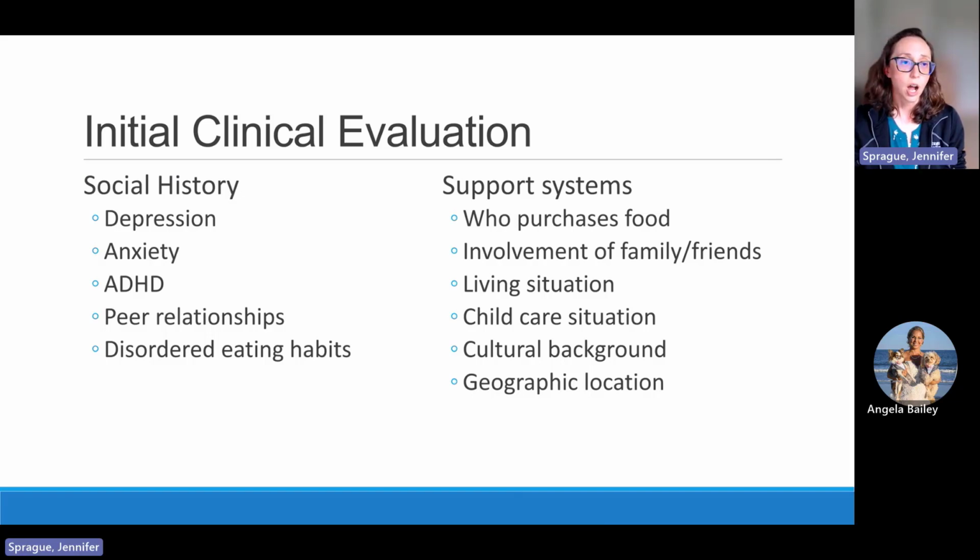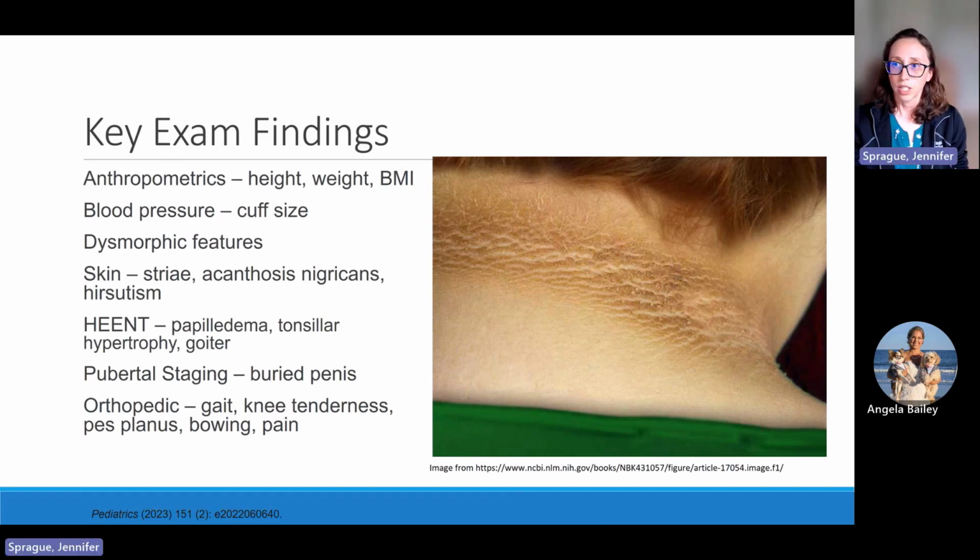So it's pretty common we'll encounter kids whose parents feel like they're doing everything, but they're reliant on the grandparents for childcare, and grandparents and parents are not on the same page as to how and what to feed the kids. Cultural background's relevant, and geographic location as well. On physical exam, anthropometrics are always important.